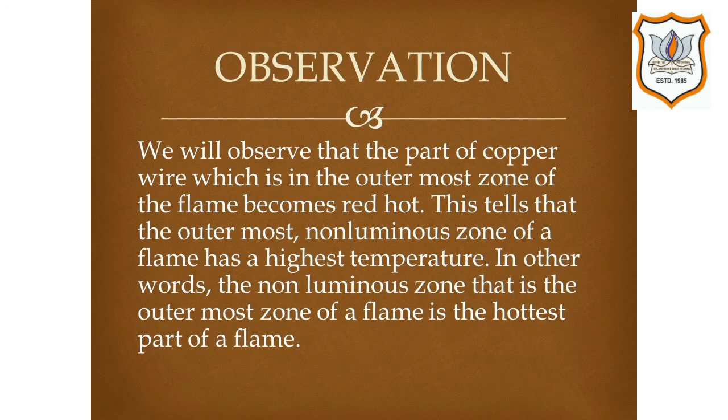After performing activity 7, we will observe that the part of the copper wire which is in the outermost zone of the flame becomes red hot. This tells us that the outermost zone, that is the non-luminous zone of a flame, has the highest temperature. In other words, the non-luminous zone or the outermost zone of a flame is the hottest part of a flame.